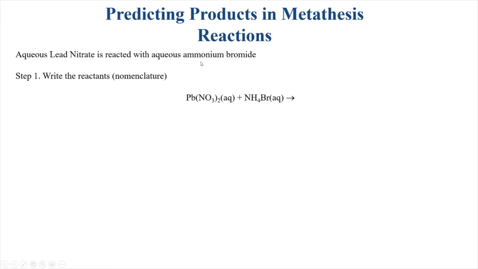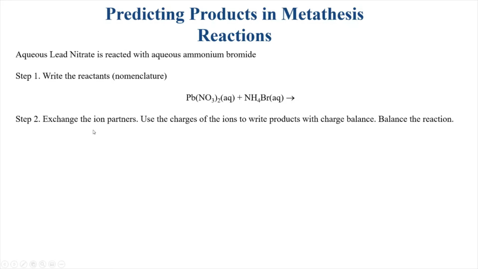And then the same thing goes with ammonium bromide. So with ammonium bromide, we have the ammonium ion, NH4+, and we have the bromide anion, which is Br-. So when we put them together, we get NH4Br. And these are both in aqueous solution. So that's the first step. You have to write your reactants.